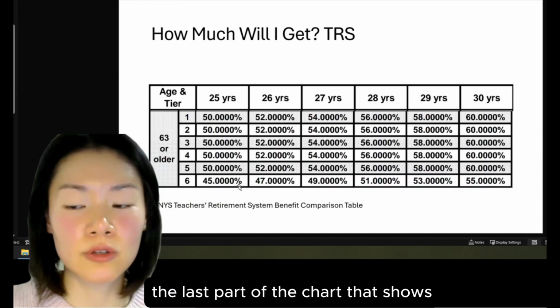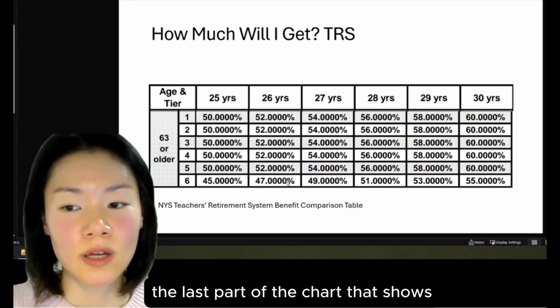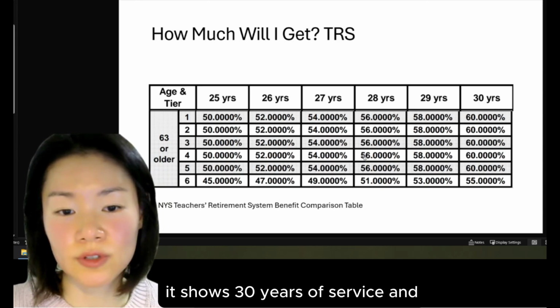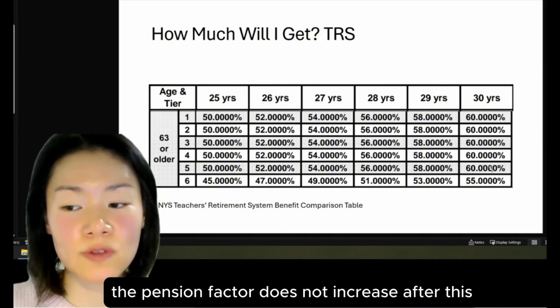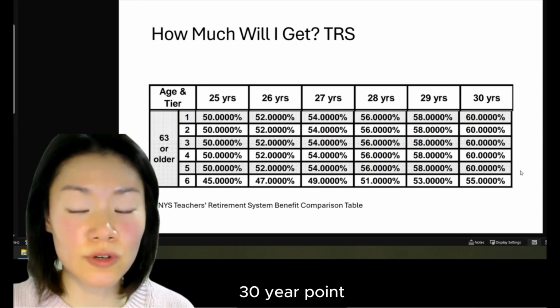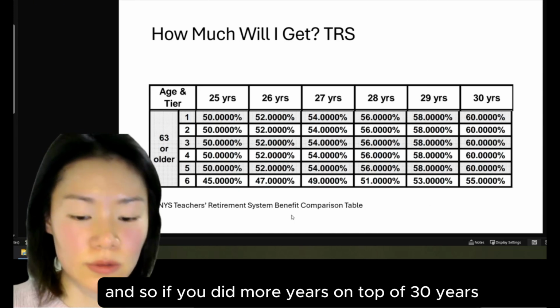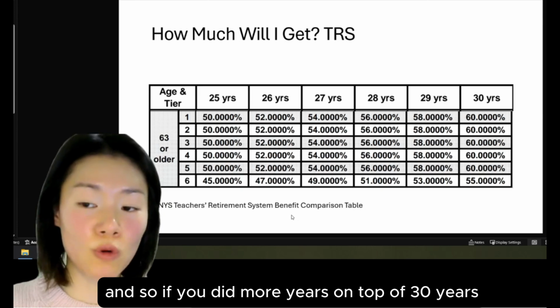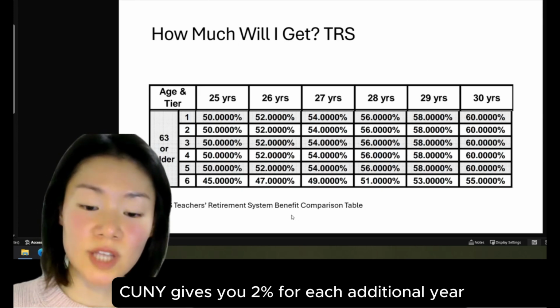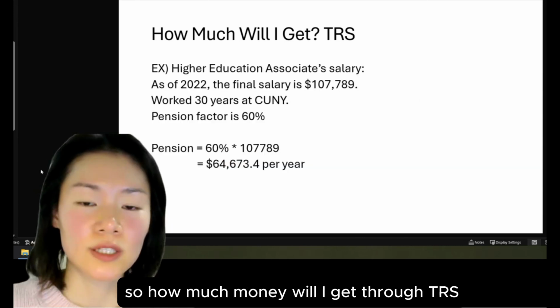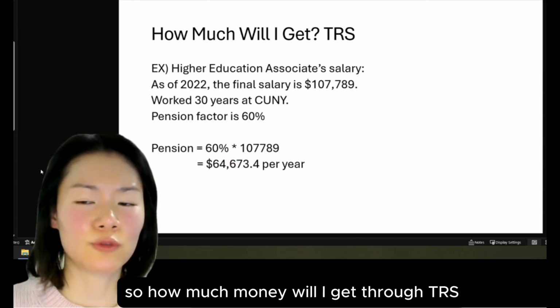This is the last part of the chart. It shows 30 years of service and age around 63 or older, and the pension factor does not increase after this 30-year point. And so if you did more years on top of 30 years, CUNY gives you 2% of additional years. So how much money will I get through TRS?